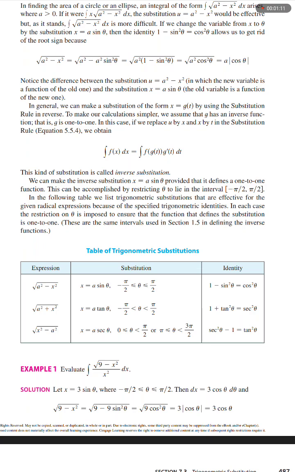If we change the variable from x to theta by the substitution x equals a sine theta, then the identity 1 minus sine squared theta equals cosine squared theta allows us to get rid of the root sign, because the square root of a squared minus x squared equals the square root of a squared minus a squared sine squared theta equals the square root of a squared open 1 minus sine squared theta close equals the square root of a squared cosine squared theta equals a times the absolute value of cosine theta.